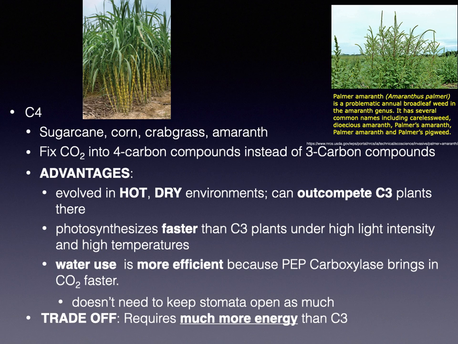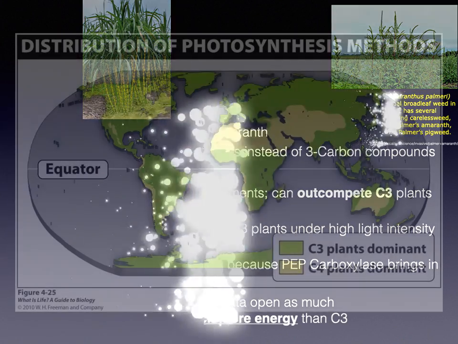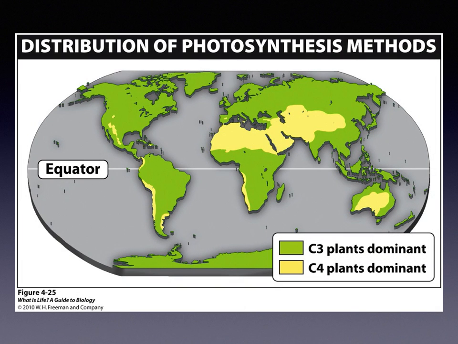But there's always a trade-off in evolution. And the trade-off is this requires much more energy than C3. So I guess pick your poison, so to speak. The distribution of dominant C3 plants is pretty much all over the world, but you can see the yellow areas is where it is hot and dry, and the C4 plants have a decided advantage there.